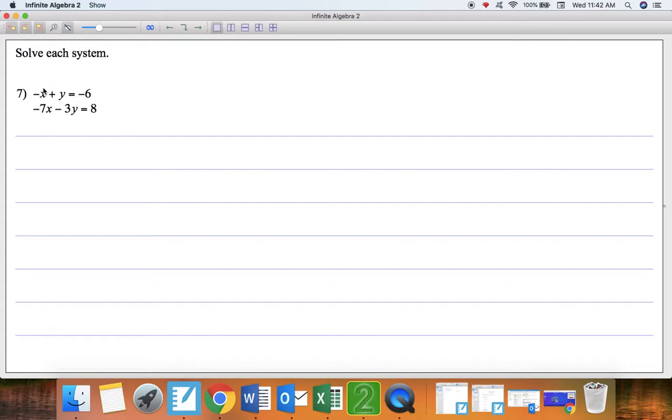This one probably doing by substitution as well. Probably just going to add x to both sides on this top equation and then substitute that for my y in the next equation. Up to you though, you can do elimination if you'd like.